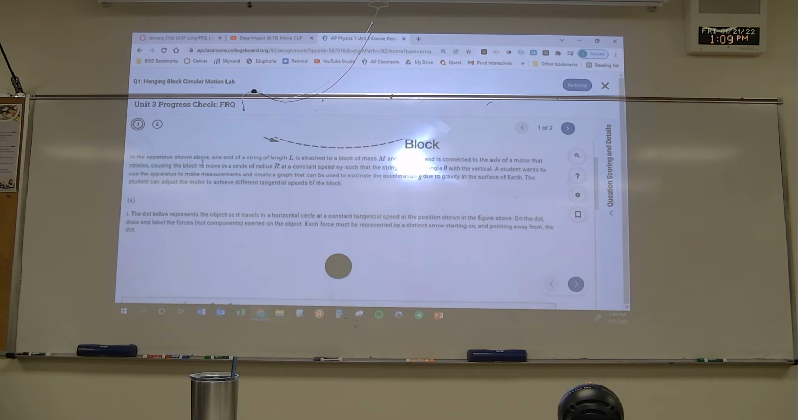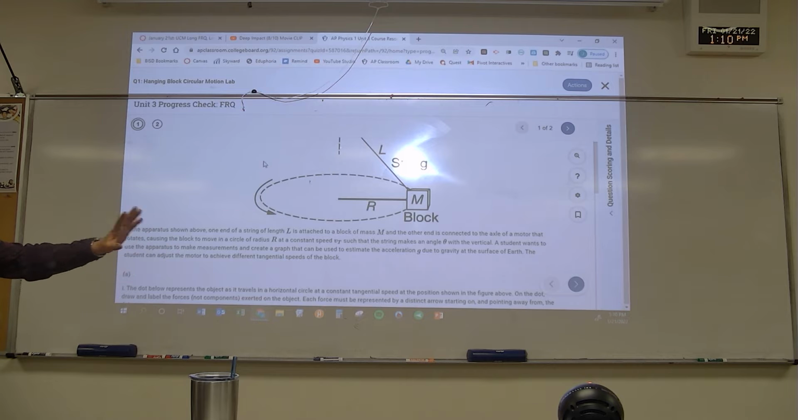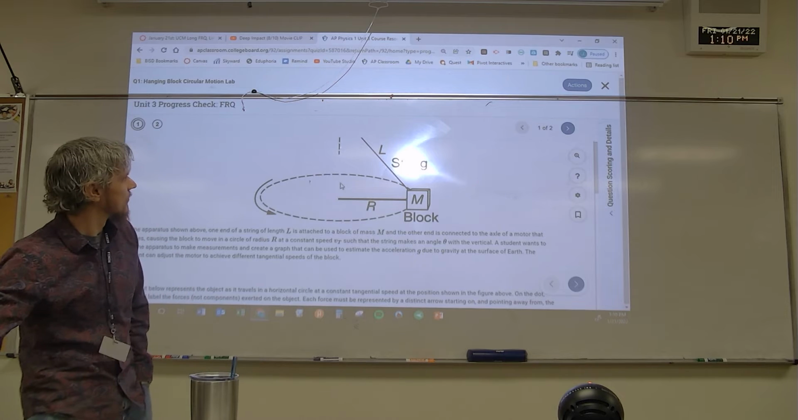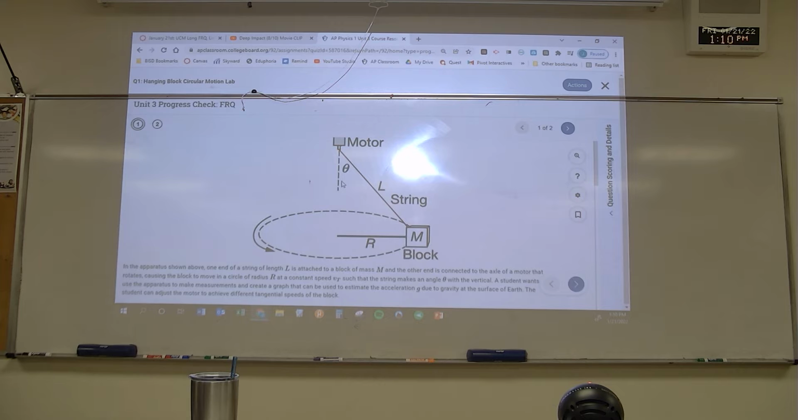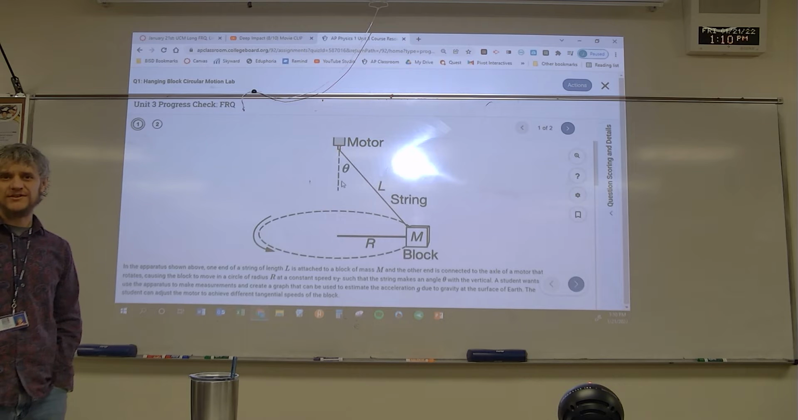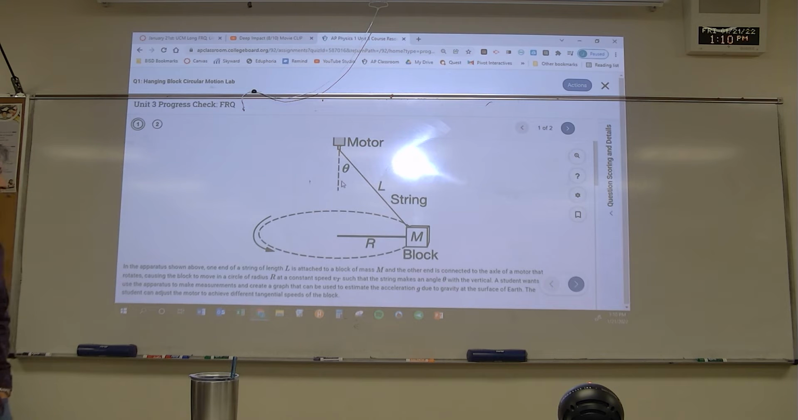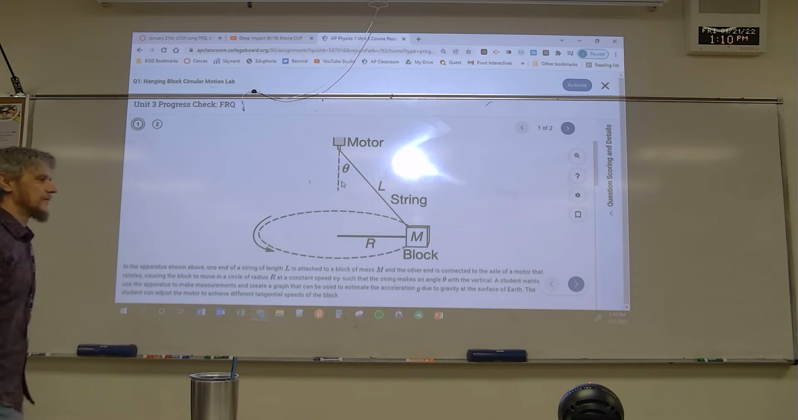In the apparatus shown above, one end of a string of length L, entirely symbolic, no numbers for any of these things, is attached to a block of mass M, that's that guy, and the other end is connected to the axle of a motor, the thing up here. The axle of the motor rotates, causing the block to move in a circle of radius r at a constant speed vt. Why vt? Tangential speed. Your speed is always tangent to the circular arc that it's moving in, such that the string makes an angle theta with the vertical, not the horizontal.